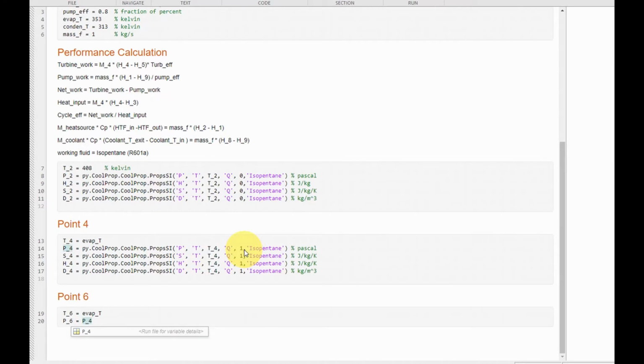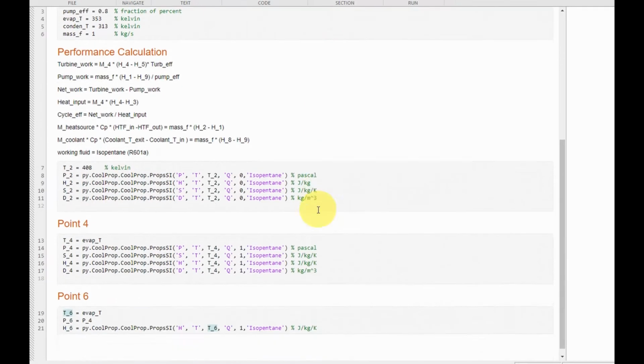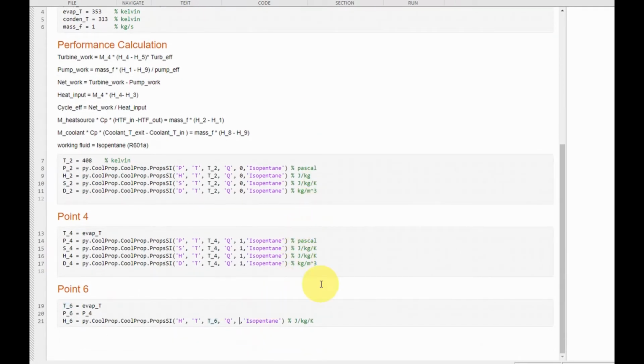So with these two pieces of information in mind, we can now find H6, which will be, so I copy one of these, and I'll come here and paste it. So this is my H, but here we have T6, which is about the same thing as T4, but let me put it for clarity. T6, and then the quality of the fluid at point 6 is 0. So I change this to 0.